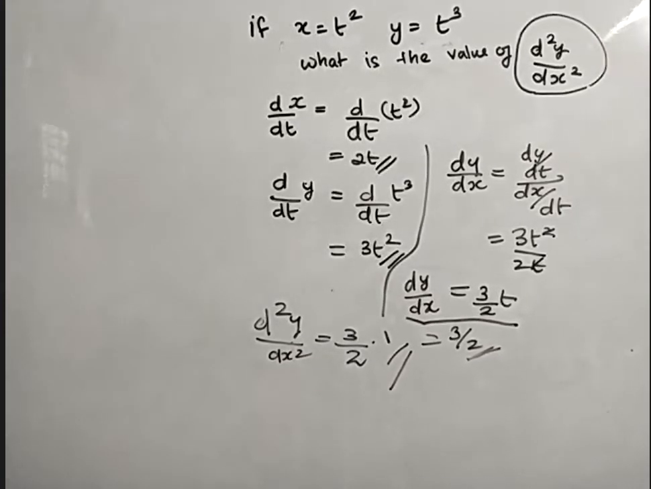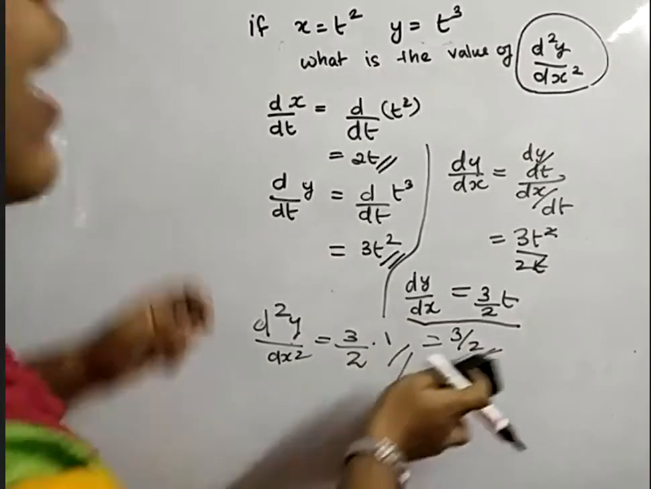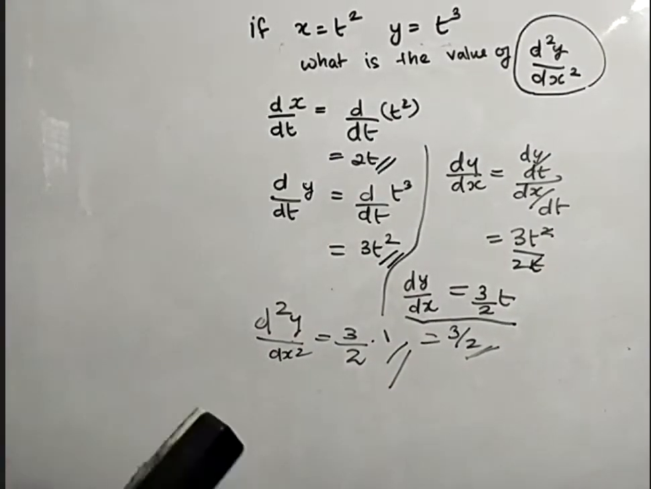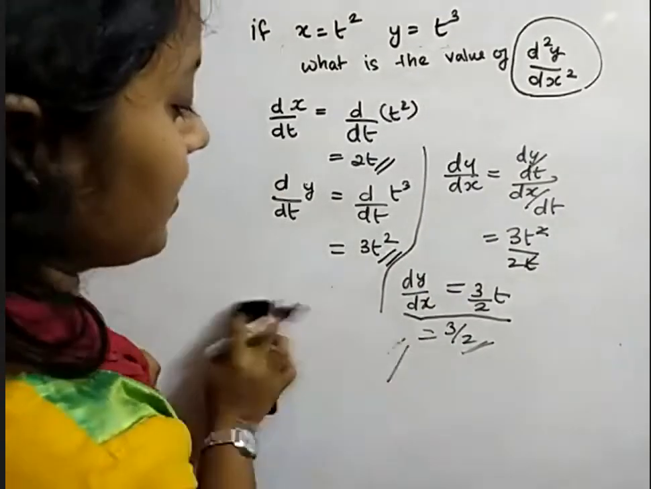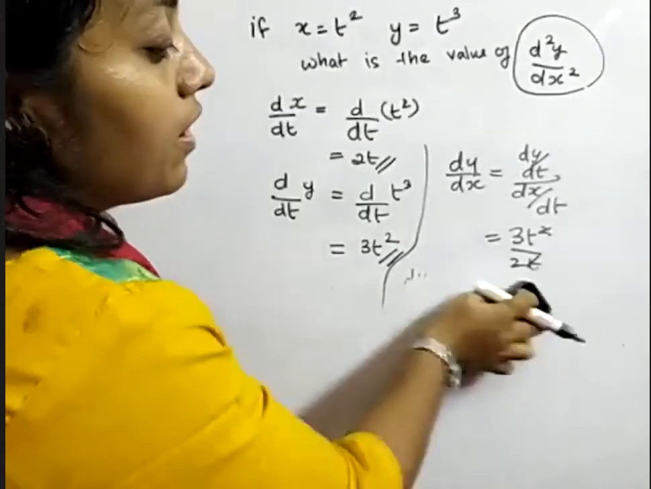Okay. Here we are finding with respect to x. Okay, so dt by dx will come. Okay, this is the step you are asking about. Okay, correct.